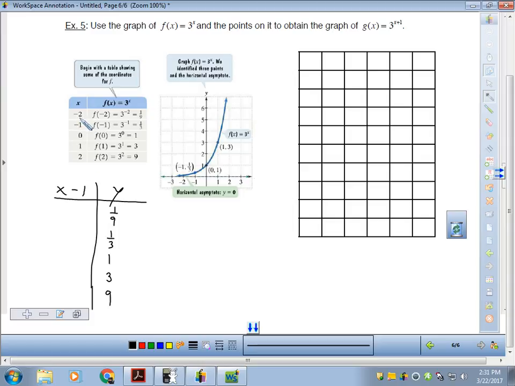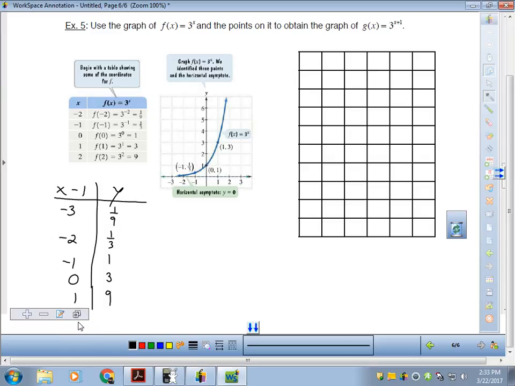So negative 2 minus 1 is negative 3. Negative 1 minus 1 is negative 2. 0 minus 1 is negative 1. 1 minus 1 is 0. And 2 minus 1 is 1.